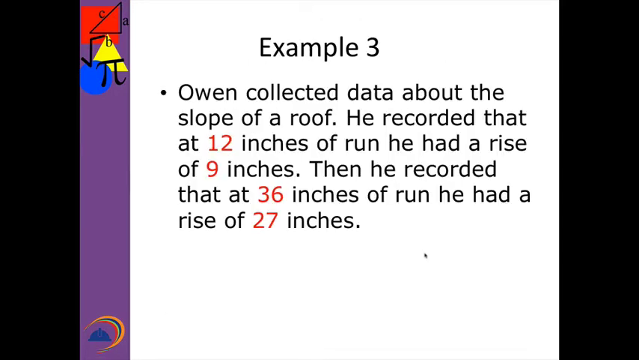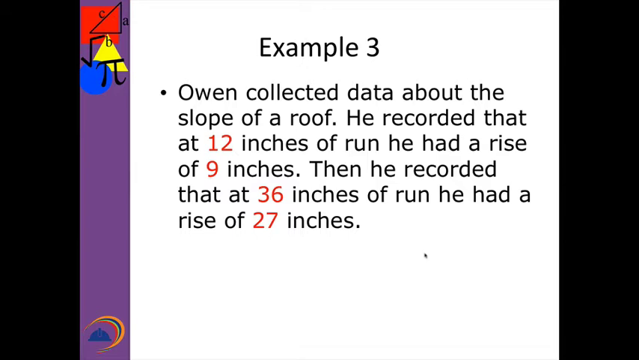Now, here's another example. A builder collected data about the slope of a roof. He recorded that 12 inches of run had a 9-inch rise. He recorded that 36 inches of run had a 27-inch rise. So what I'd like you to do on this particular problem is graph it on your note taker first. They should already be set up for you, and all you have to do is graph the points and then draw a line between the points.